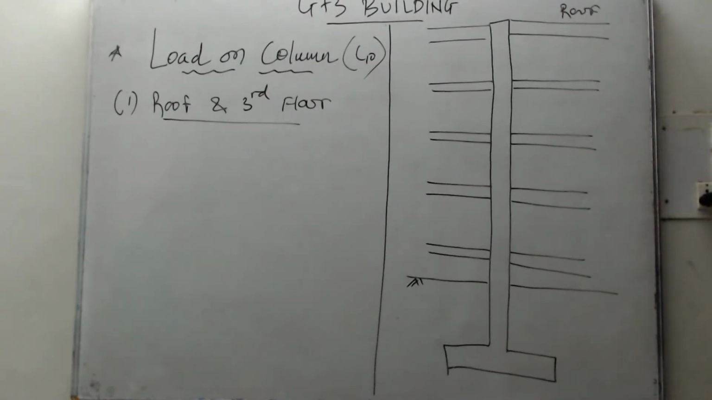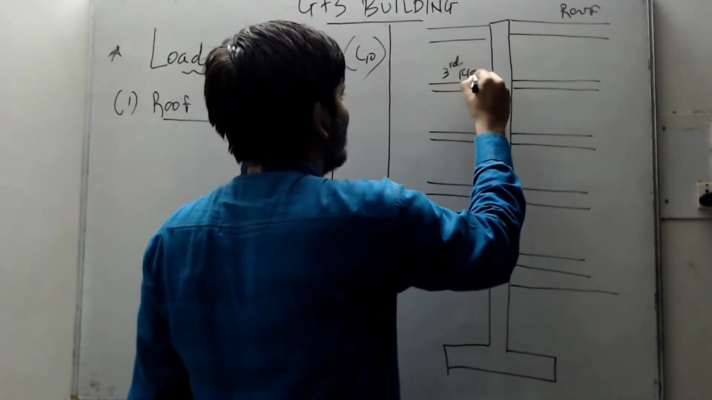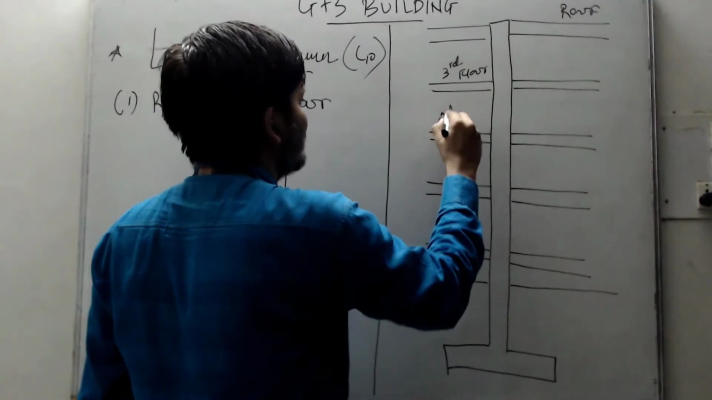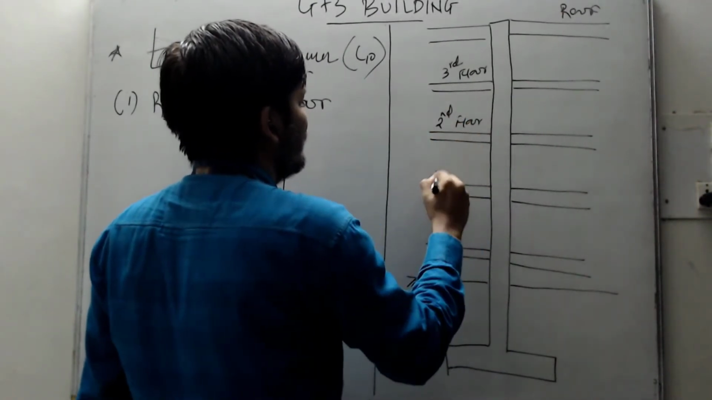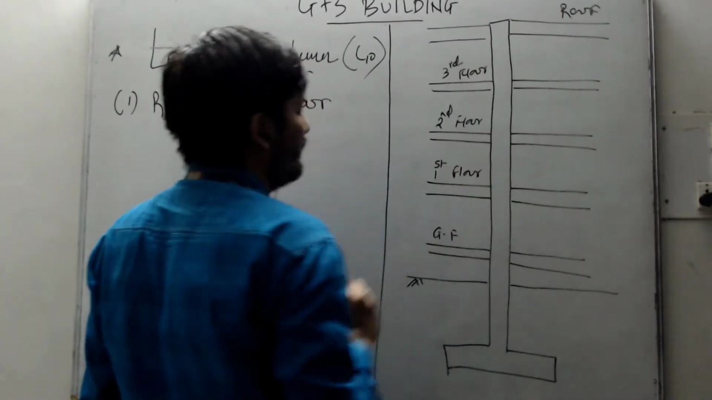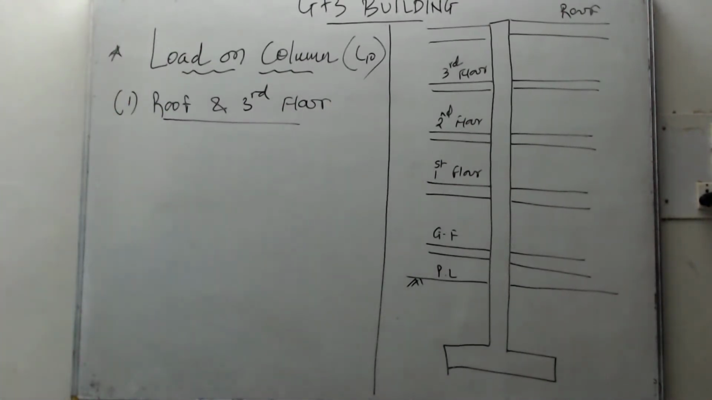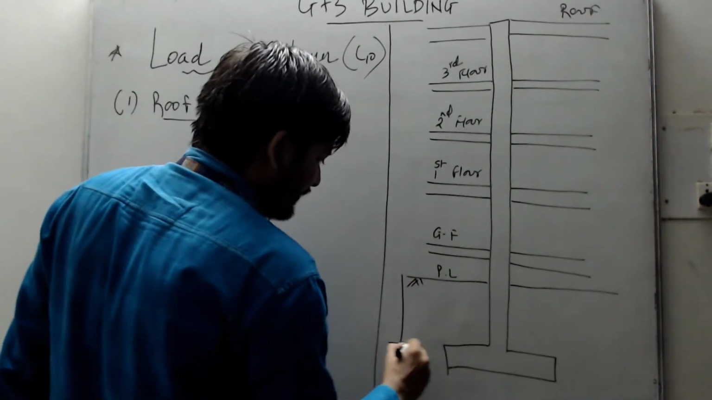Then the immediate next is the third floor. This is the third floor, second floor, first floor, ground floor. This is the plinth level, right? Ground floor, and there is a plinth beam also. All right, so we have all the heights. Our foundation depth is around 2.4 meter. So this is 2.4 meter.